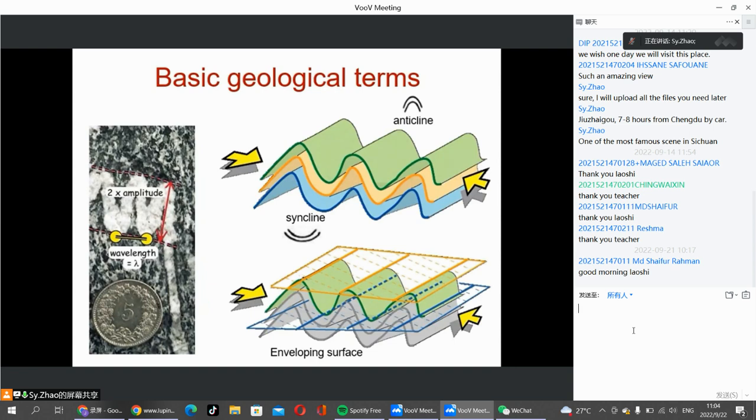Firstly, the fold with an upward curve is attributed to an anticline, like this, while the fold with a downward curve is referred to as a syncline. The enveloping surface will control the amplitude of the wave-like fold, and the wavelength you must already be very familiar with.